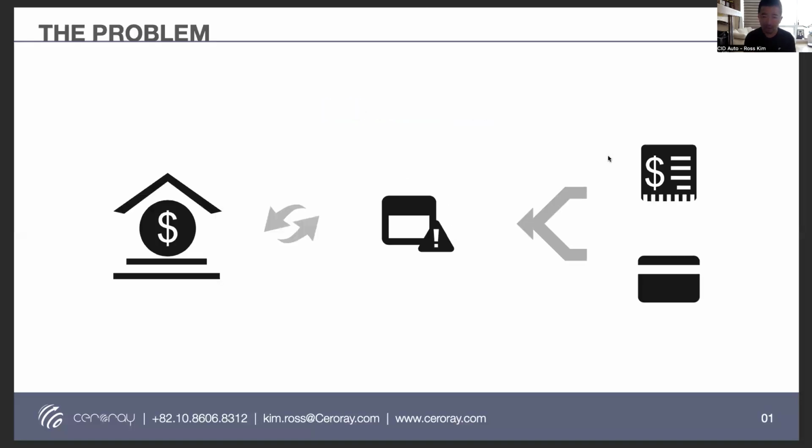Okay, so I'm first going to talk about the problem. The problem in this scenario is that financial institutions are experiencing an increasing number of fraudulent activities. This includes unauthorized credit card transactions and suspicious account activities, and this could be indicative of money laundering.